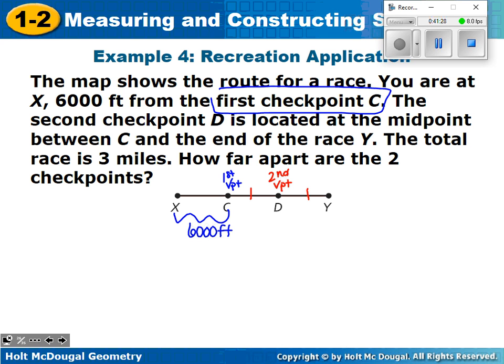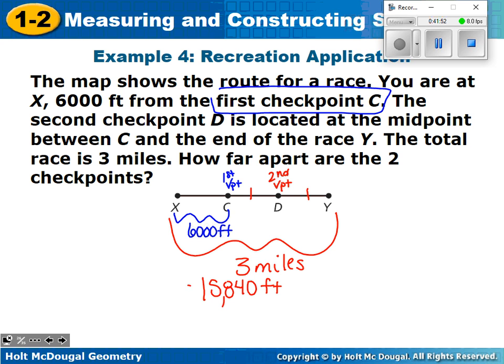The total race, which went from X all the way to Y, was 3 miles. And we already figured out there was 5,280 feet in a mile. So you did what to figure out the total race in feet? Multiplied this by 3. So what is 5,280 times 3? 15,840 feet.